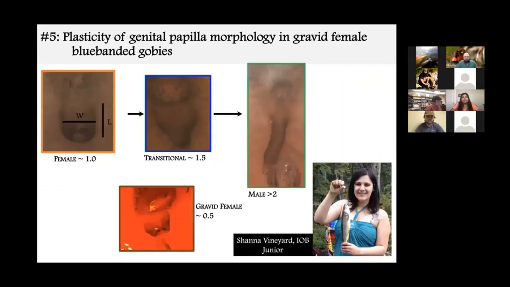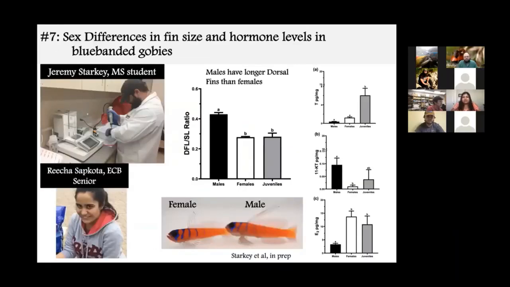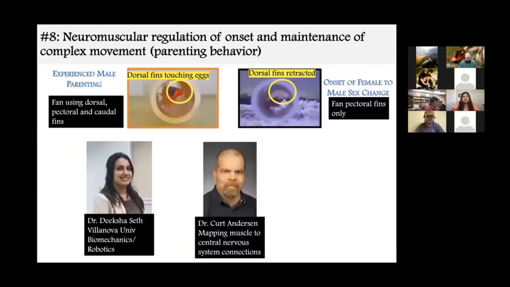Shayna Vineyard is looking at the genital papilla, which also changes with sex change. Christina Wade is a new PhD student, and she's learning to use LCMS, and she's looking at neurochemistry. Jeremy Starkey is working on a paper as well. He's looking at the dorsal fins as well as hormones that are different in males and females. And then I'm looking at another project that I'm just starting, collaborating with a researcher at Villanova University and hopefully Kurt Anderson, to map the neuromuscular regulation of male parenting.